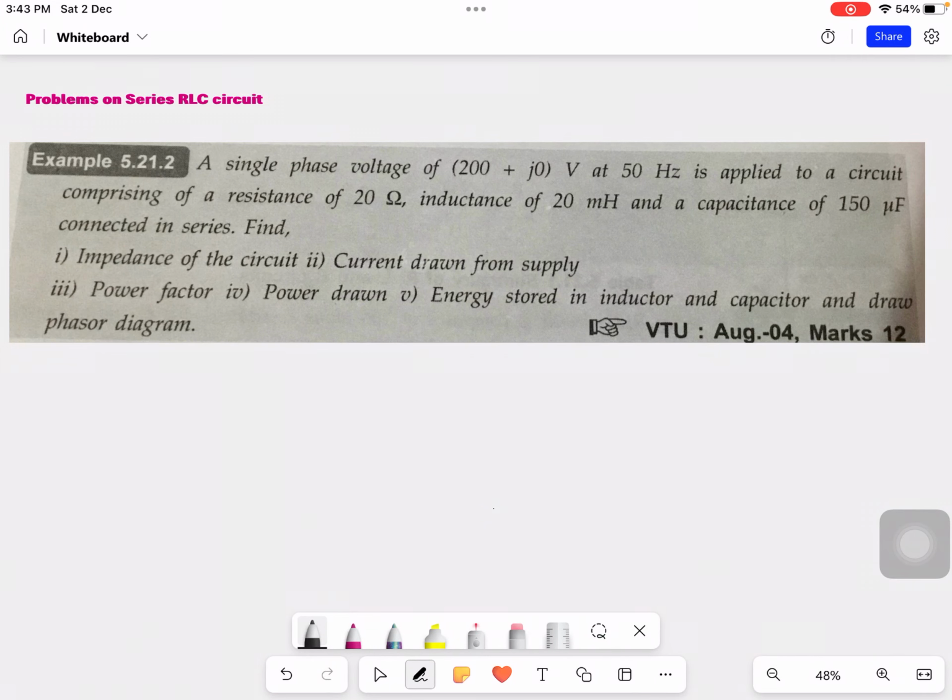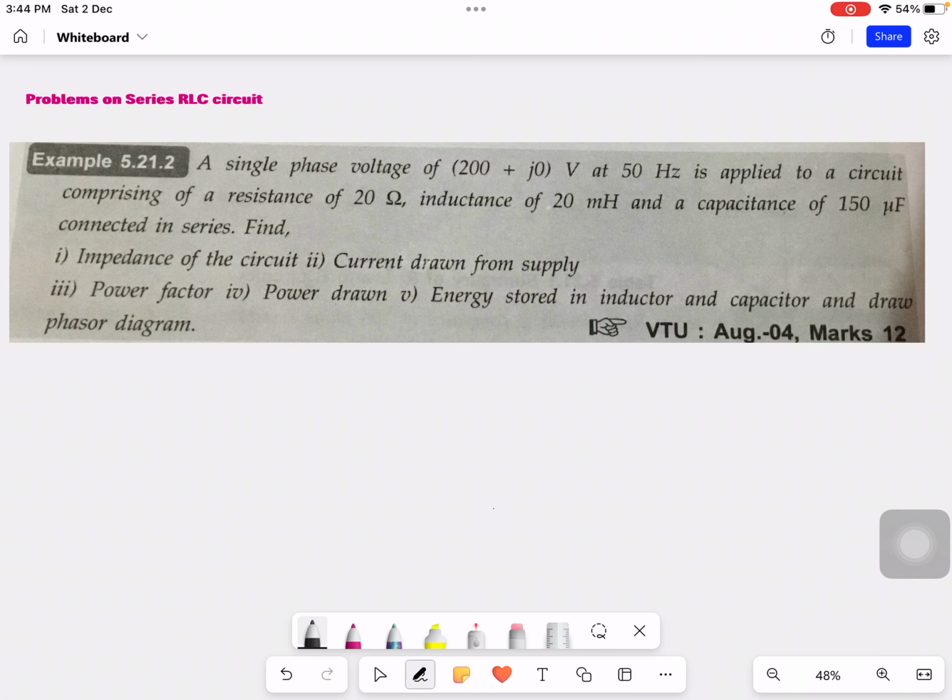Students, today we are going to solve problems on series RLC circuit. As already we discussed, we know that an AC circuit contains all the three elements, that is resistor, inductor and capacitor. What is the effect on current, voltage and power in case of RLC series circuit was covered in the previous class. In this class, let us discuss the problem on series RLC circuit.